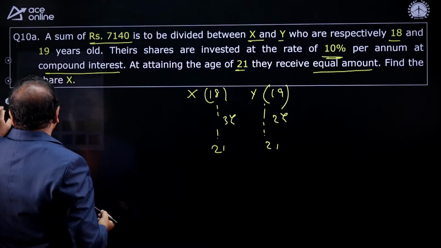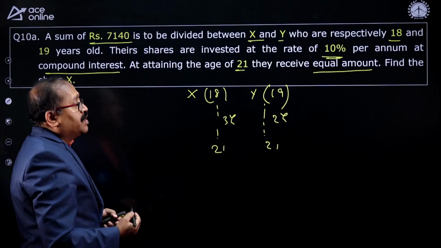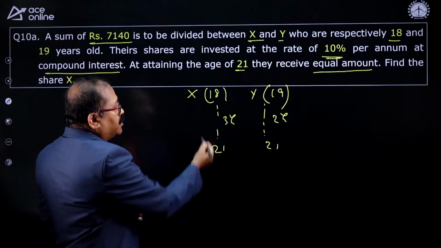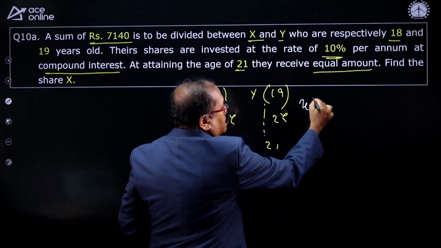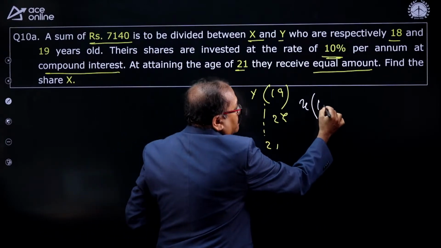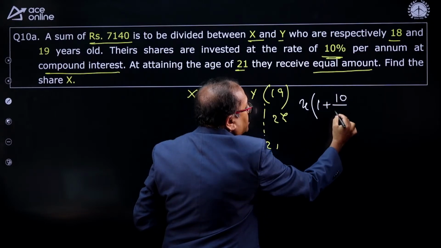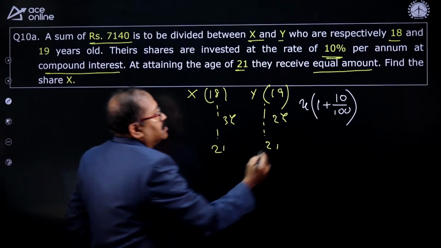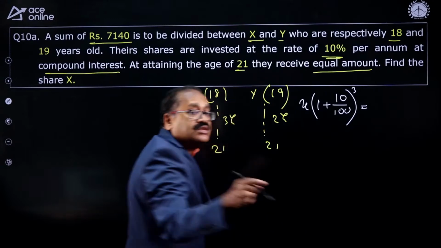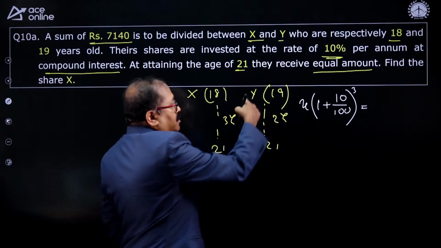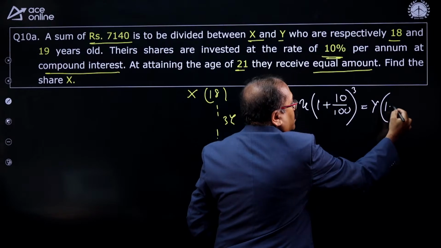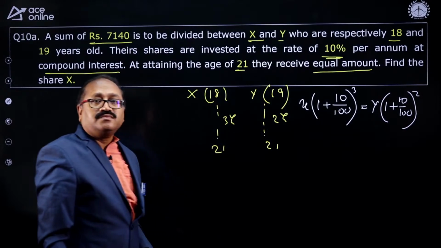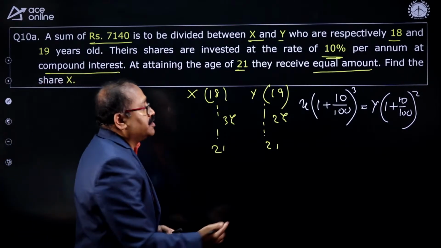So shall I use the compound interest formula? We know that the amount is equal to the principal into 1 plus R by 100. We will apply this one. So X into 1 plus, what is R? R is 10. 10 by 100 to the whole power. How many years? Aman? 3 years. So this is 3. And this amount is equal to Y into 1 plus the same 10 by 100 to the whole power 2. This is the relation here.